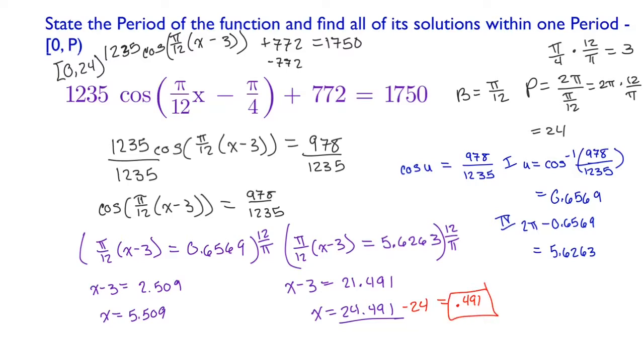So an x value of 5.509 and x equals 0.491 are the two solutions within the given period of 0 to the end of the period, or to 24.